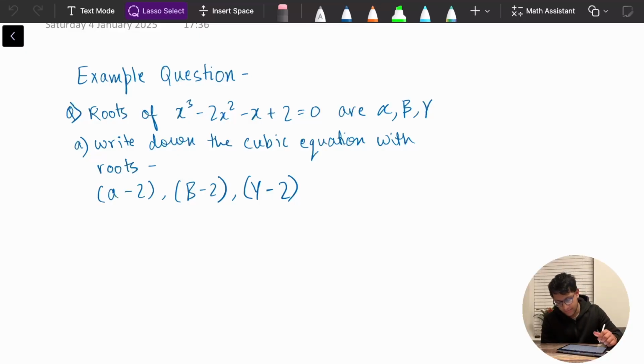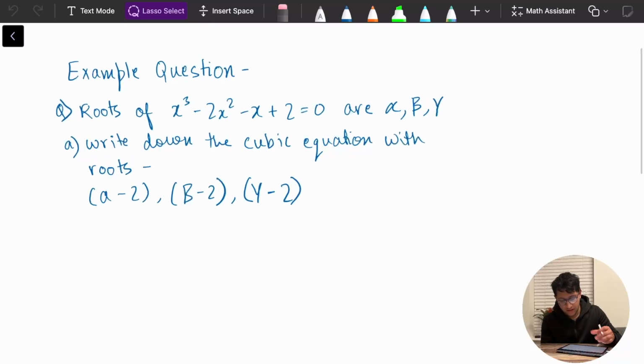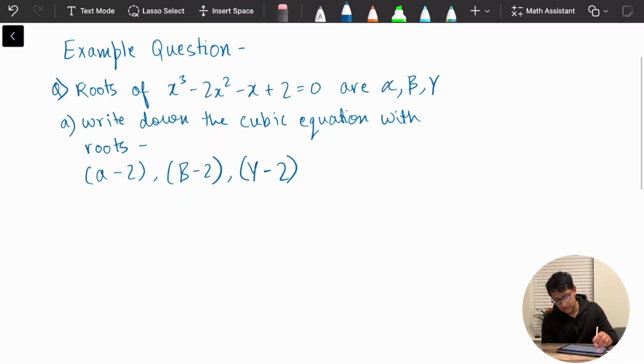Okay? So you're given the roots of a cubic that are alpha, beta, and gamma. The first part of this question is that you have to write down the cubic equation with roots alpha minus 2, beta minus 2, and gamma minus 2. This is a very general question. I've seen this come up on a lot of past papers before.